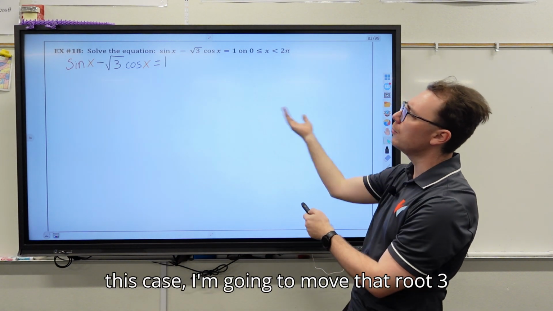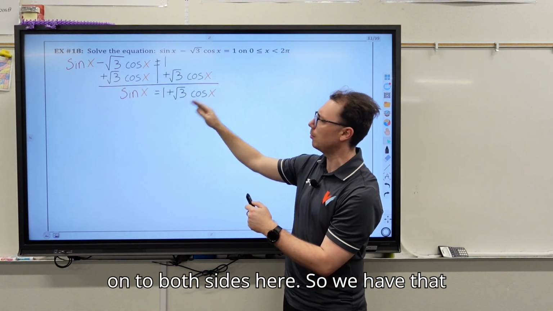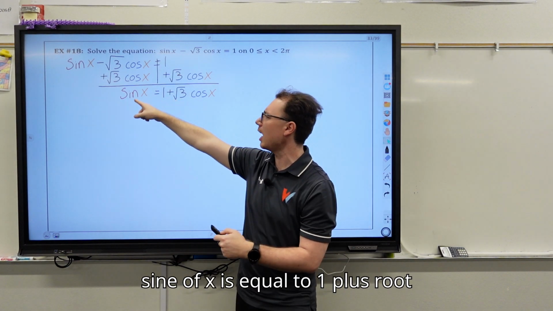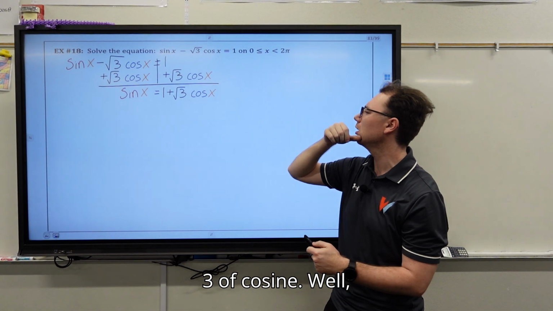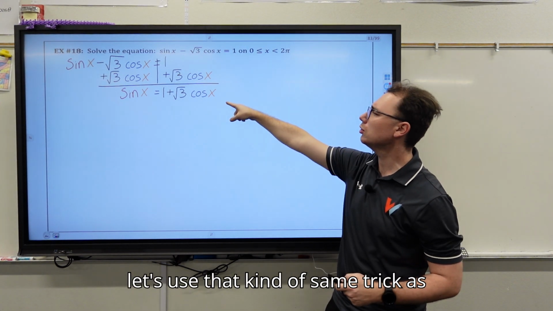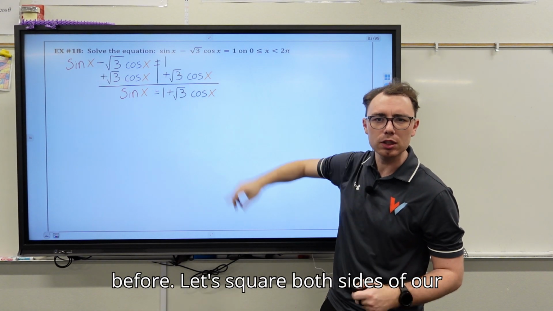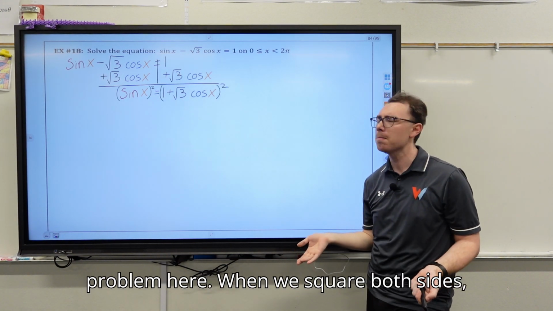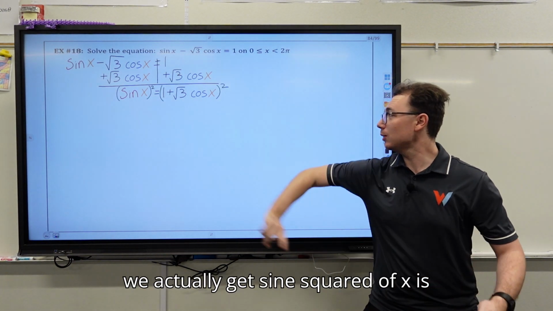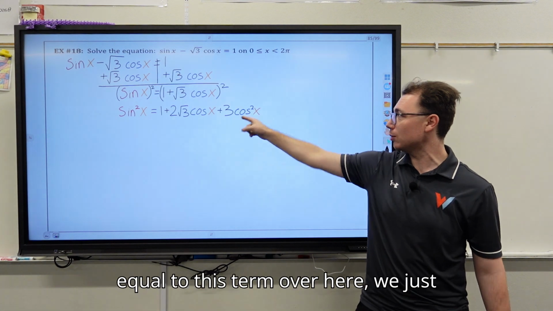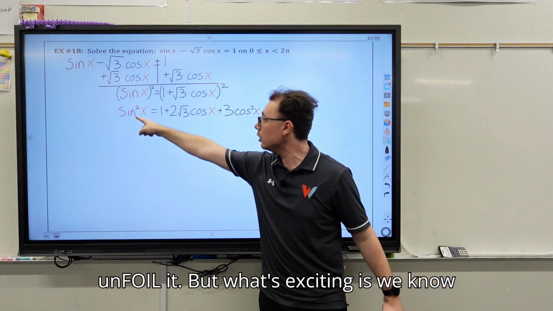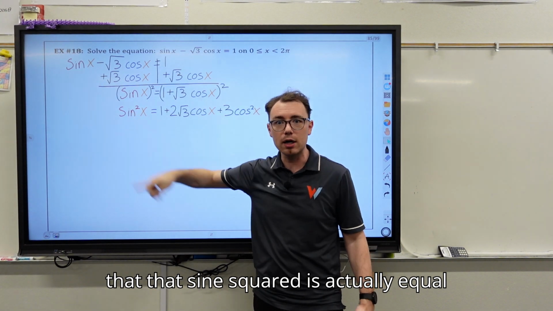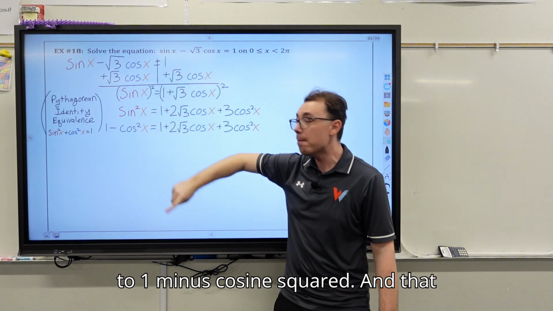In this case, I'm going to move that root 3 cosine x onto the other side here. So we have that sine of x is equal to 1 plus root 3 times cosine of x. Well, let's use that kind of same trick as before. Let's square both sides of our problem here. When we square both sides, we actually get sine squared of x is equal to this term over here. We just unfoil it.